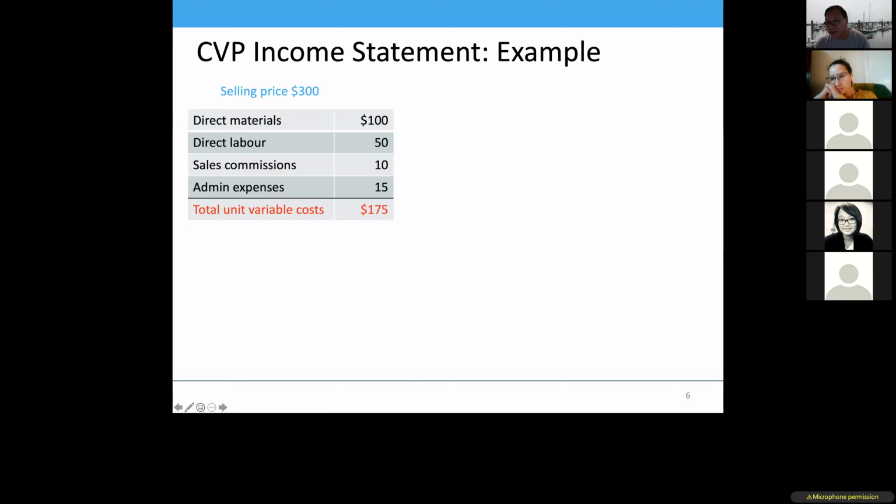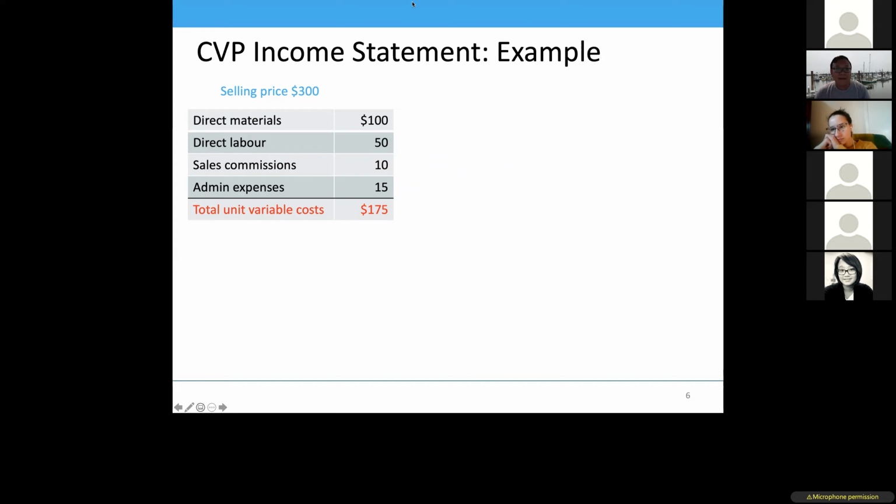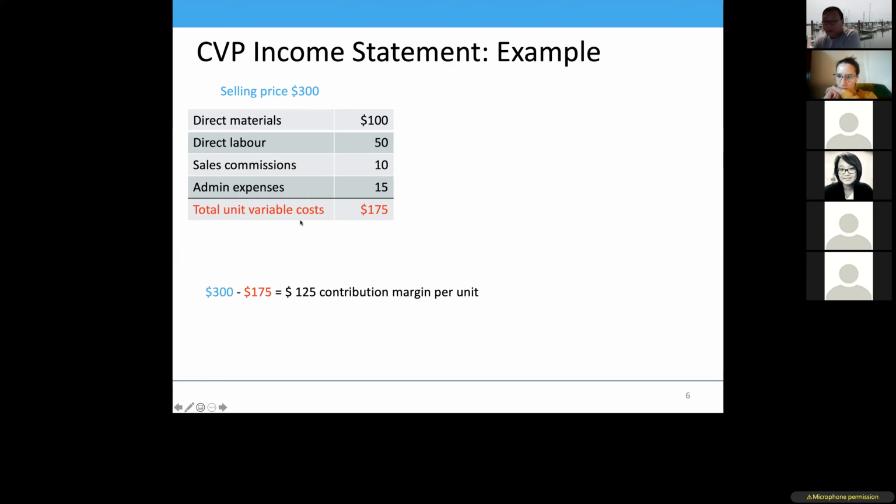So what's my contribution margin per unit? Anybody? James? 125. Right, so you use your unit selling price minus your unit variable cost. That's your contribution per unit. So 300 minus 175, your contribution margin per unit is 125. Suppose we sold 2,000 units. My total contribution margin from the 2,000 units would be contribution margin per unit times 2,000, so 125 times 2,000. My total contribution margin is 250,000.